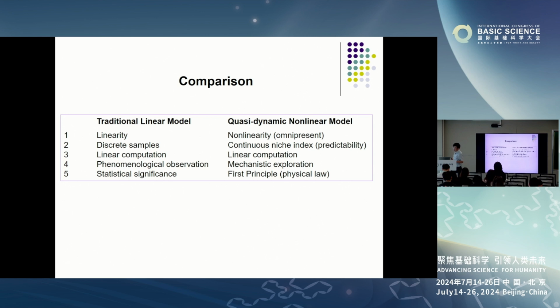mechanistic exploration. So in other words, the classical linear model can only observe the phenomena, but cannot exploit the interworking under this phenomena. What causes this phenomena cannot be investigated by traditional linear model. And last one, traditional linear model can only give the significant test, see what variable is significant at p equal 0.05, and so on and so forth.